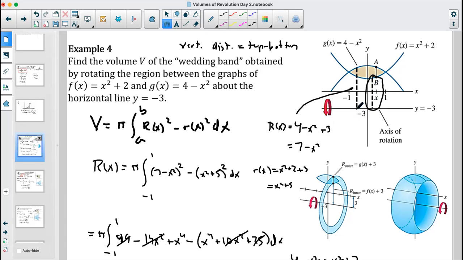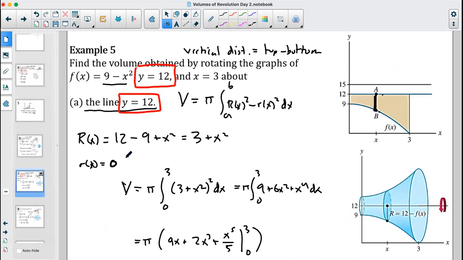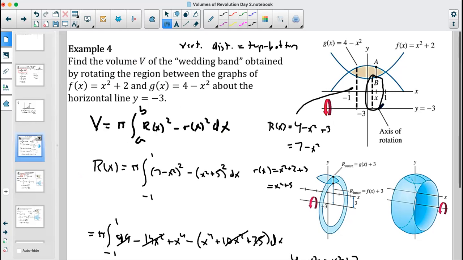Let me say that again. Big R is the distance from the outer curve, meaning the one that's farther away from the axis, to the axis. Little r, I said that wrong. Little r is the distance from the curve that's closer to the axis of rotation. And we find those by doing top minus bottom. And in this case, it was 2 curves and a line that was not y equals 0. That's fine. You just do the same thing.